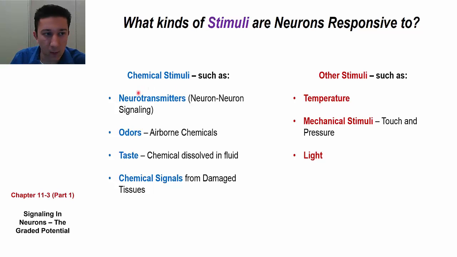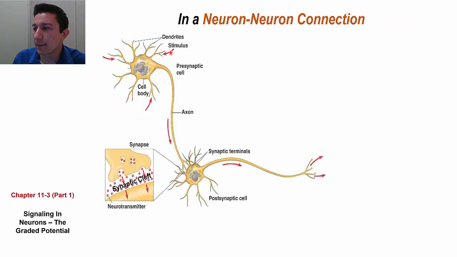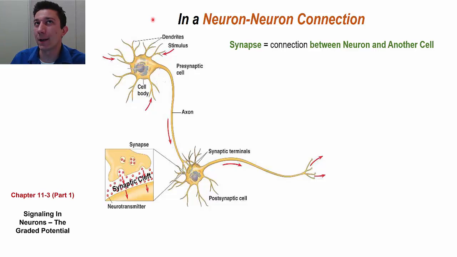As I mentioned, our main focus here will be neurotransmitters as stimuli. Our general overview of nervous system signaling will begin with looking at connections from one neuron to another neuron, or neuron-neuron connections. We have to introduce a couple of new terms here, a couple of old terms, just to refresh. When a neuron makes a connection with another cell, we call that a synapse. This is simply a connection between a neuron and some other cell, where the axon terminals of the neuron in question will make connection with that other cell.